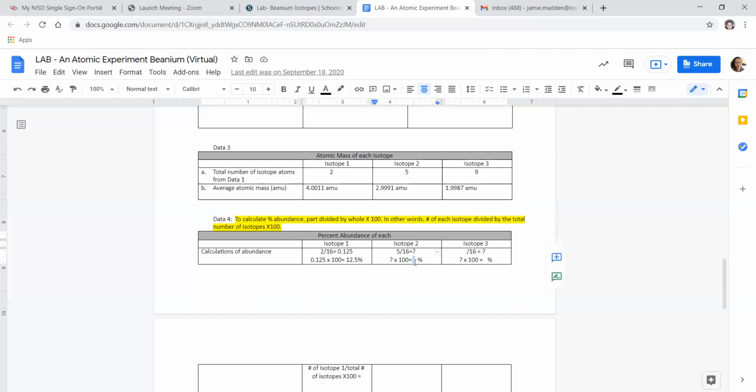So there are 2 answers that you need to give for these 2 boxes. Isotope 3, take your total number of those beans that represent isotope 3, divided by 16, give your total, multiply by 100, and you have your percentage. Pause the video so you can fill in those boxes.